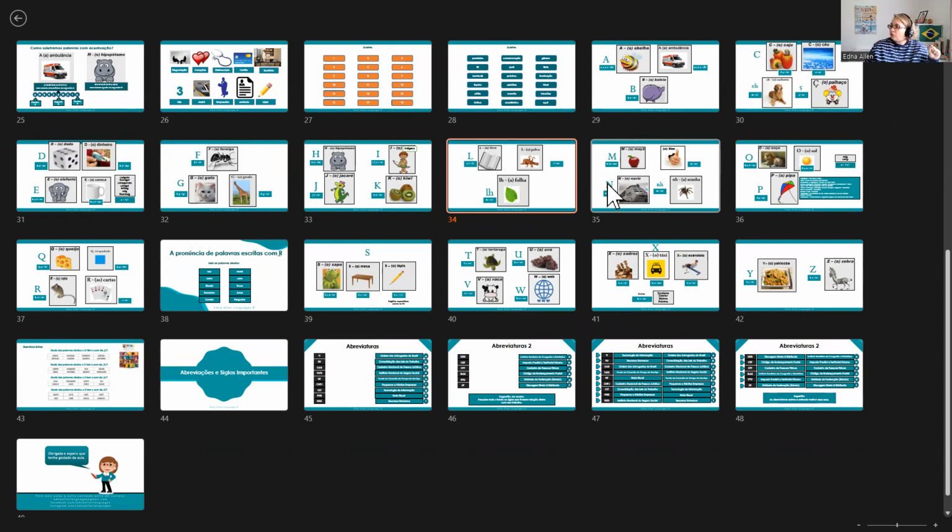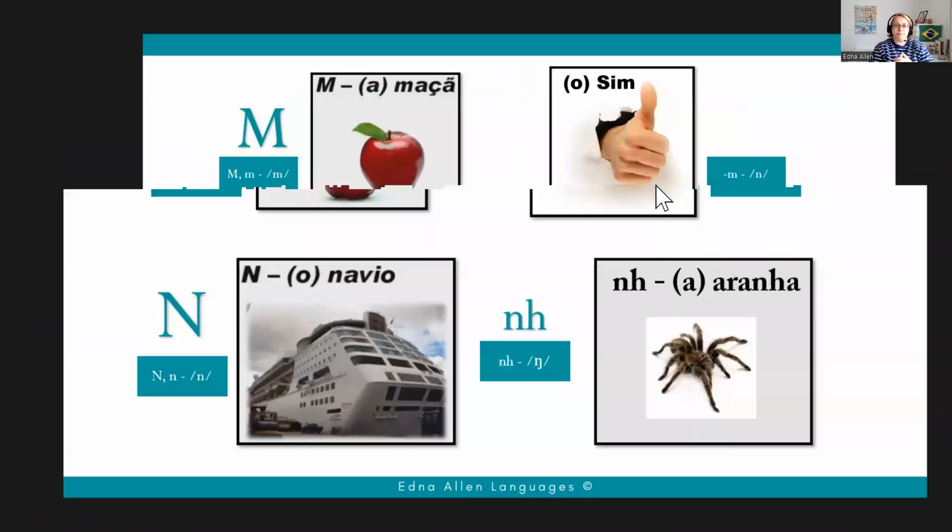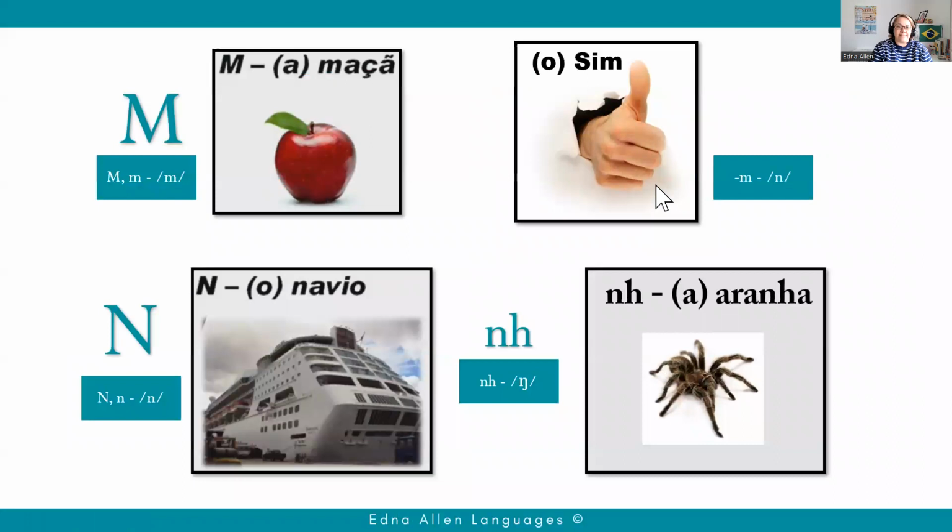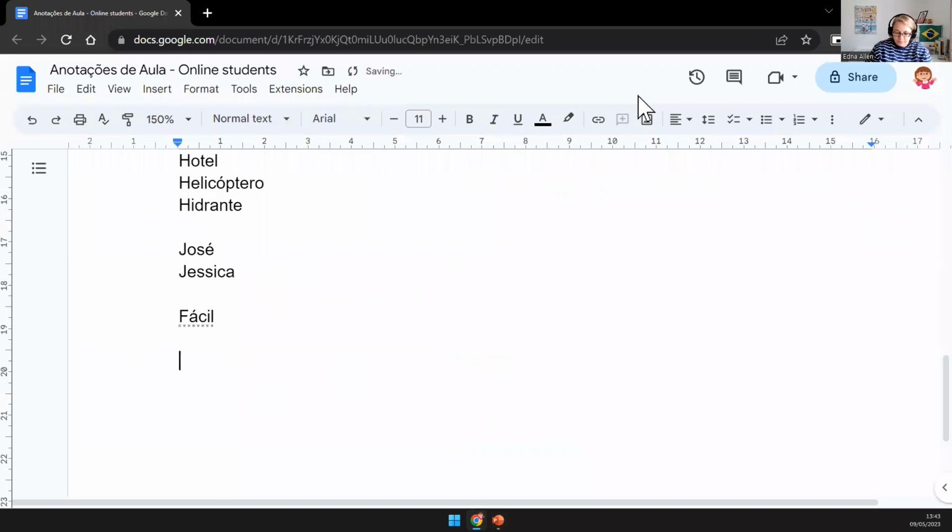Tudo bem? So let's go to M. M. A maçã. Simples. A maçã. And we say maçã, not massa, because massa means pasta. Né? For example, espaguete é uma massa. Massa. Pasta.